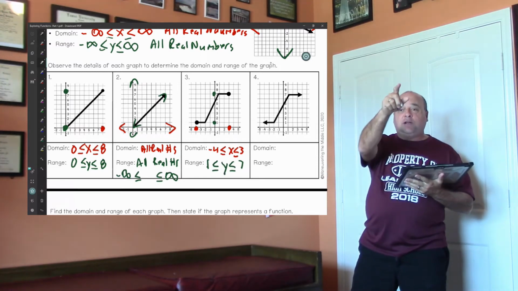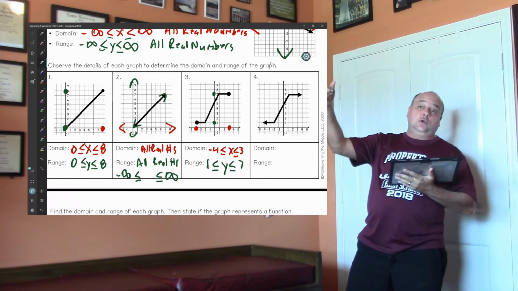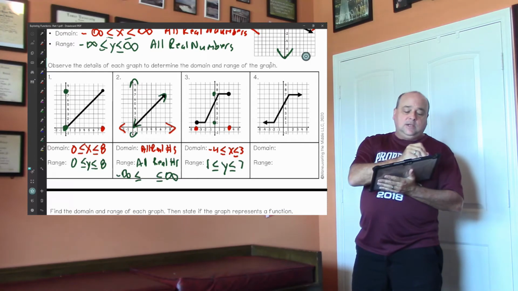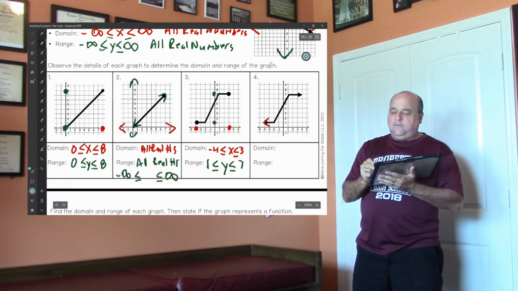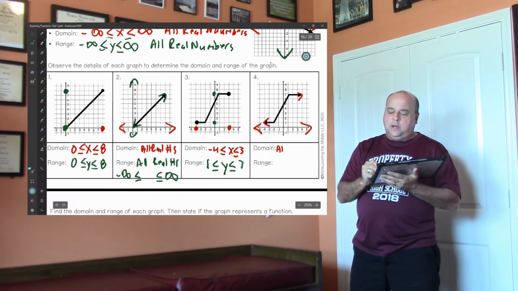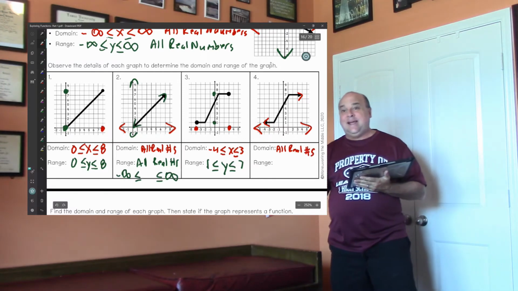Now then, number 4 is kind of tricky because there's 2 arrow tips, but the range has limits, doesn't it? Okay, so let's put our arrow tips on this graph. It's going to go all the way to the left, all the way to the right. So the domain will be all real numbers. And I'm going to use the number symbol for that, the hashtag.